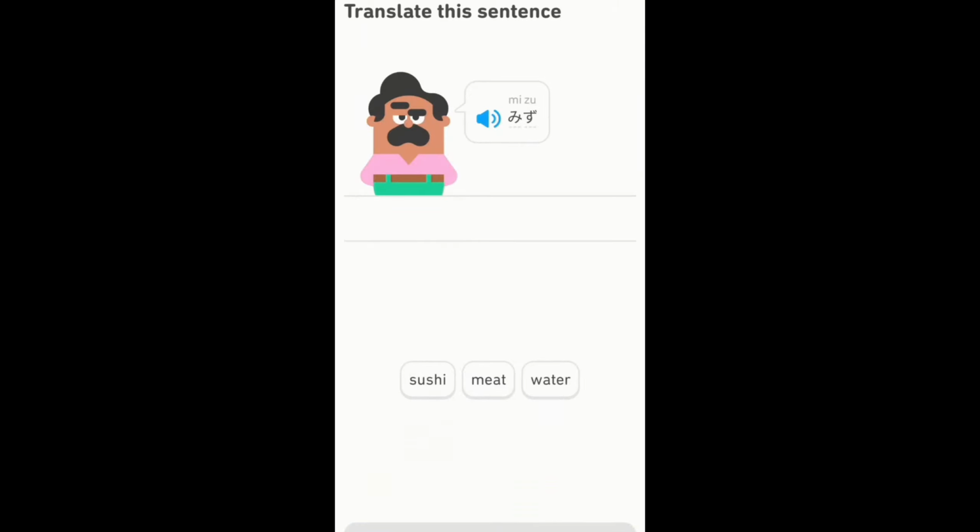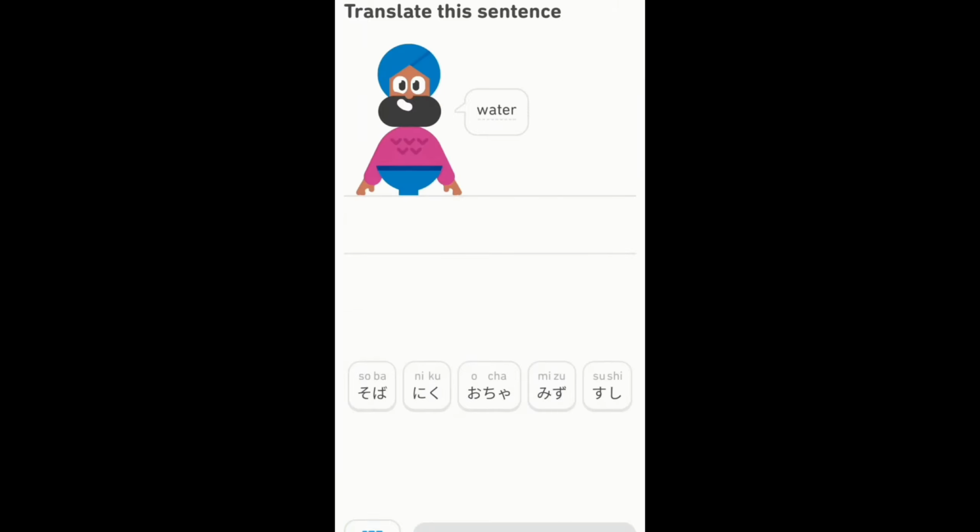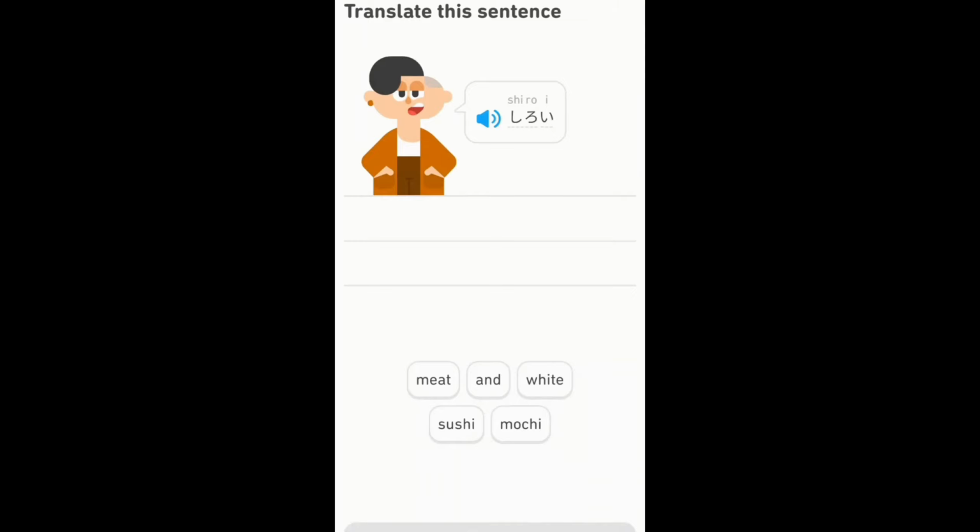And mizu is water. So 3, 2, 1 is san, ni, ichi. And water is mizu, not niku. Niku is meat. And shiroi is white.